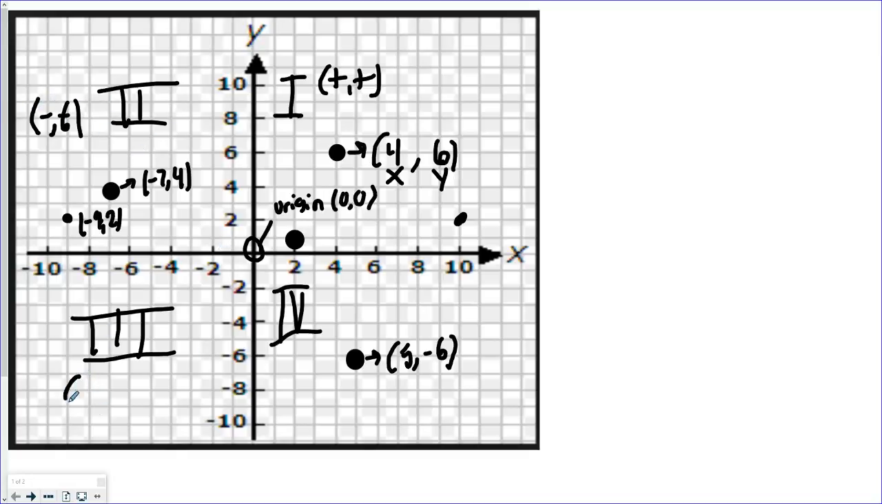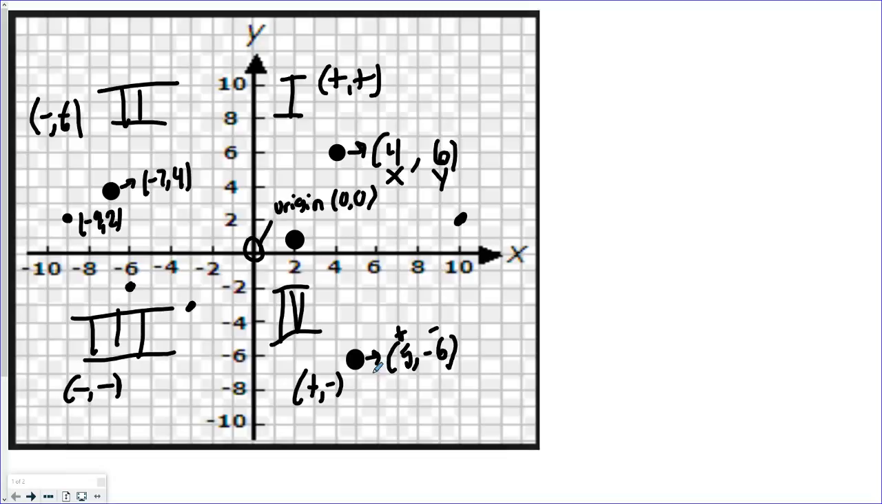In quadrant 3, it's going to be double negative. So again, this point right here would be negative 6, negative 2. This point down here would be negative 3, negative 3. So these are double negative, and then this last one here would be positive, negative. So this point right here, again, positive 5, negative 6.